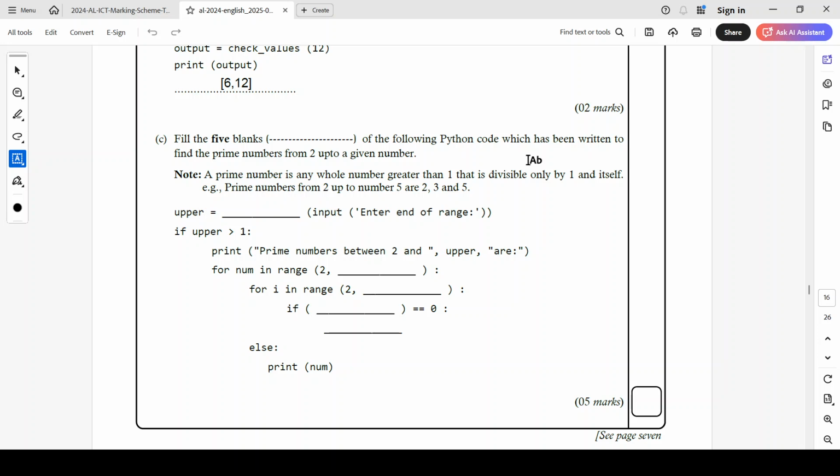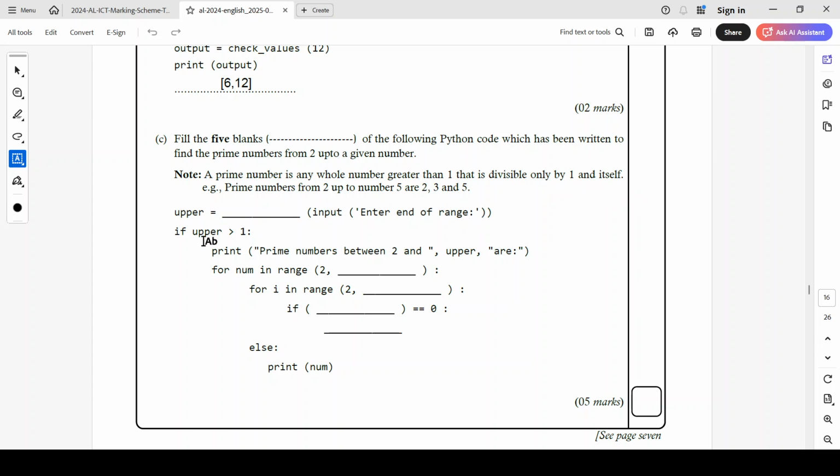Prime numbers mean 2, 3, 5, 7, like that. Sorry, 9 does not come. 11, 13, like that. So they are the prime numbers. A prime number is divisible only by 1 and itself.